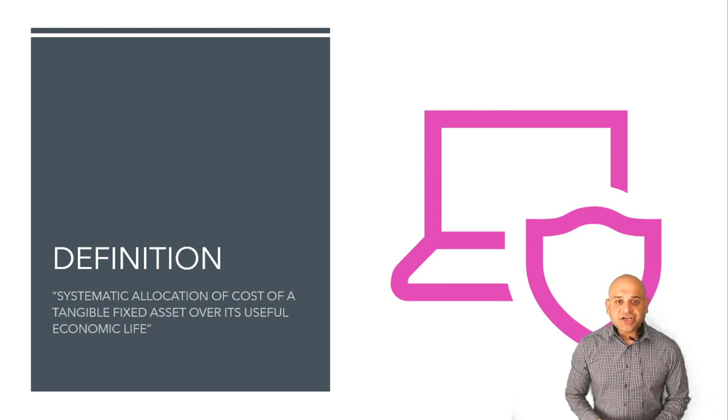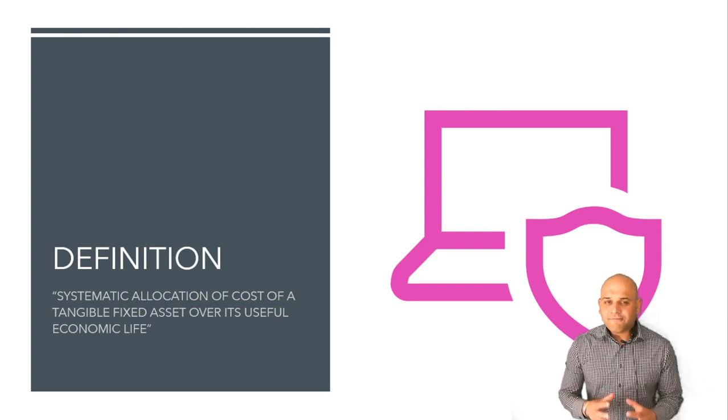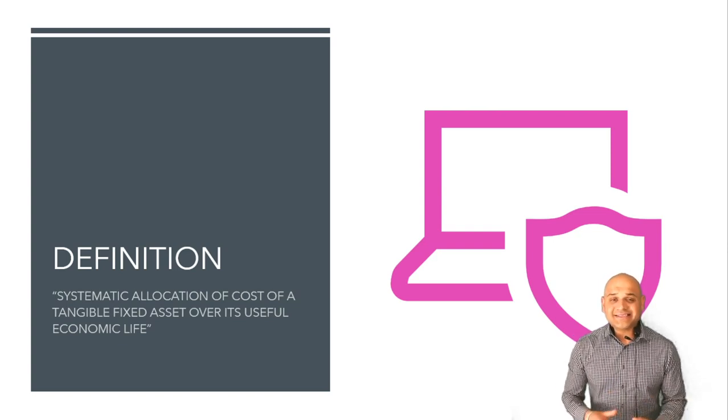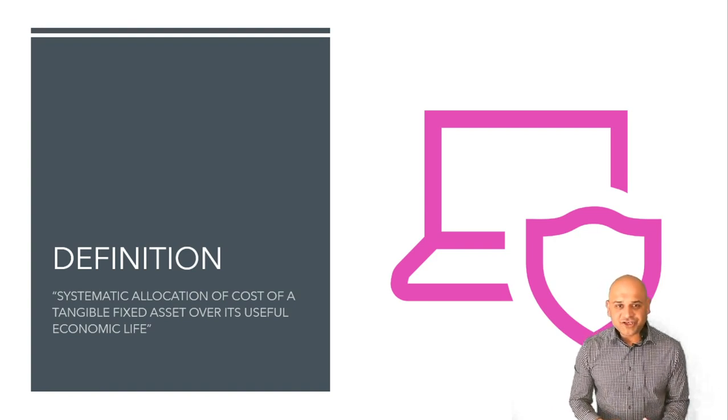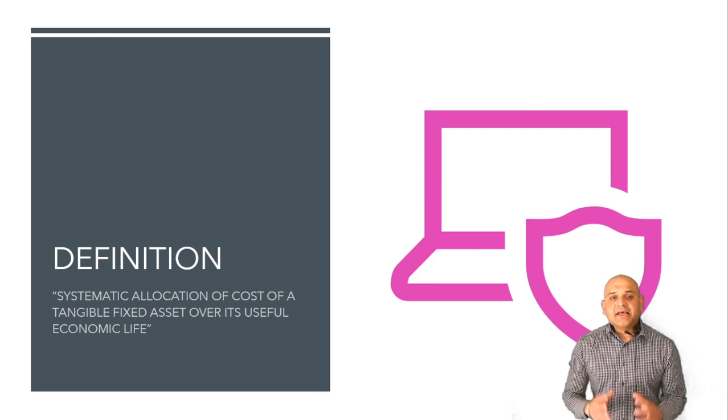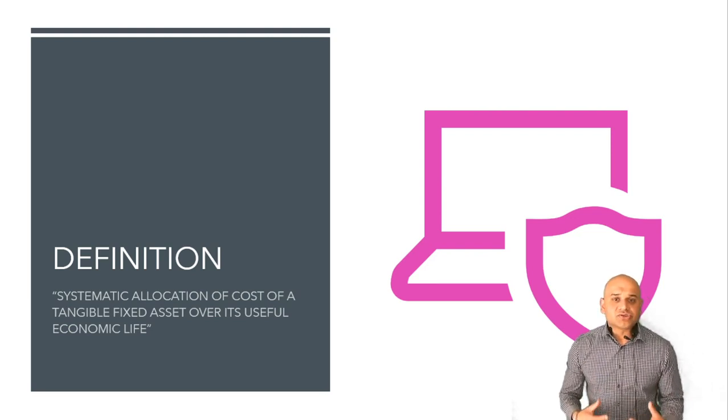So what is depreciation? Well, according to a formal definition, depreciation is a systematic allocation of the cost of a tangible fixed asset over its useful economic life. I know there's too much jargon in the definition. Well, it simply means that rather than treating the cost of an asset, such as a building, machine, furniture, etc., as an expense and deducting it from our profit and loss statement in one go when we purchase it, we can spread that cost over its useful economic life.